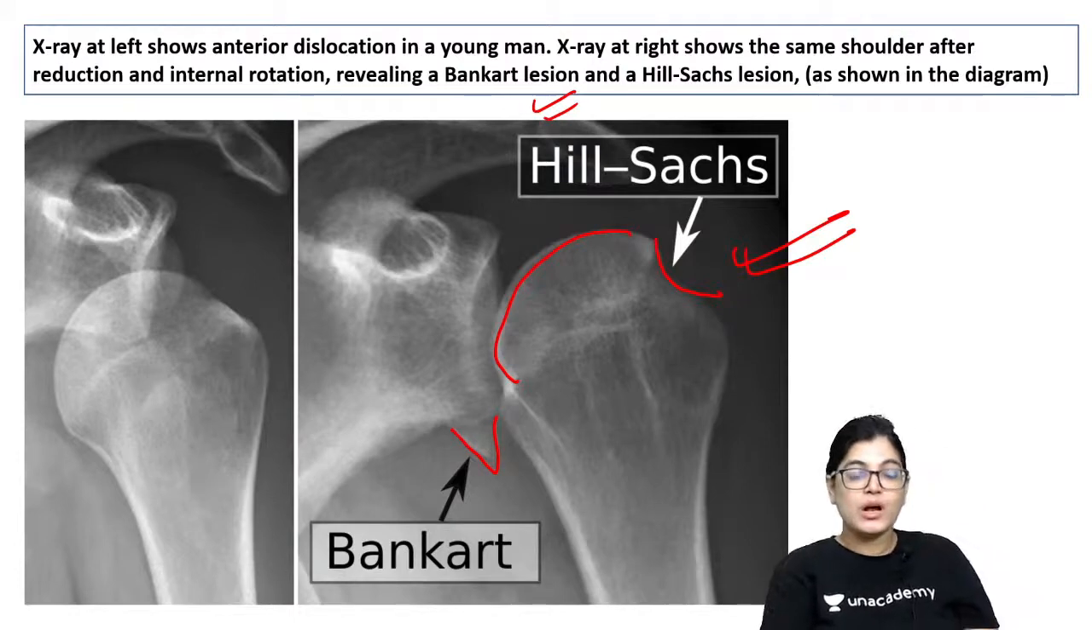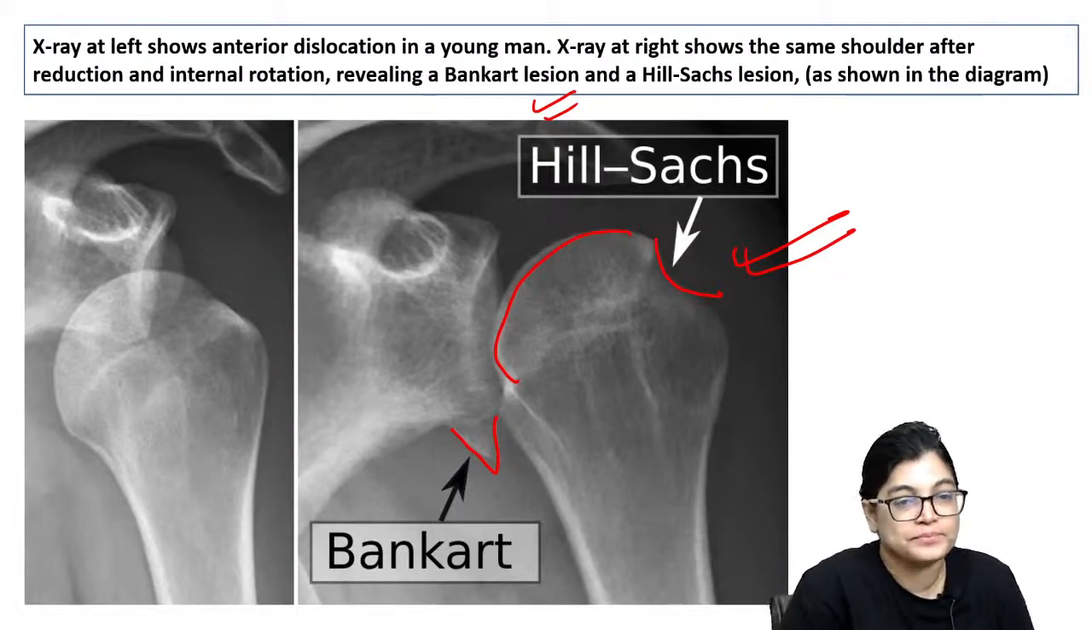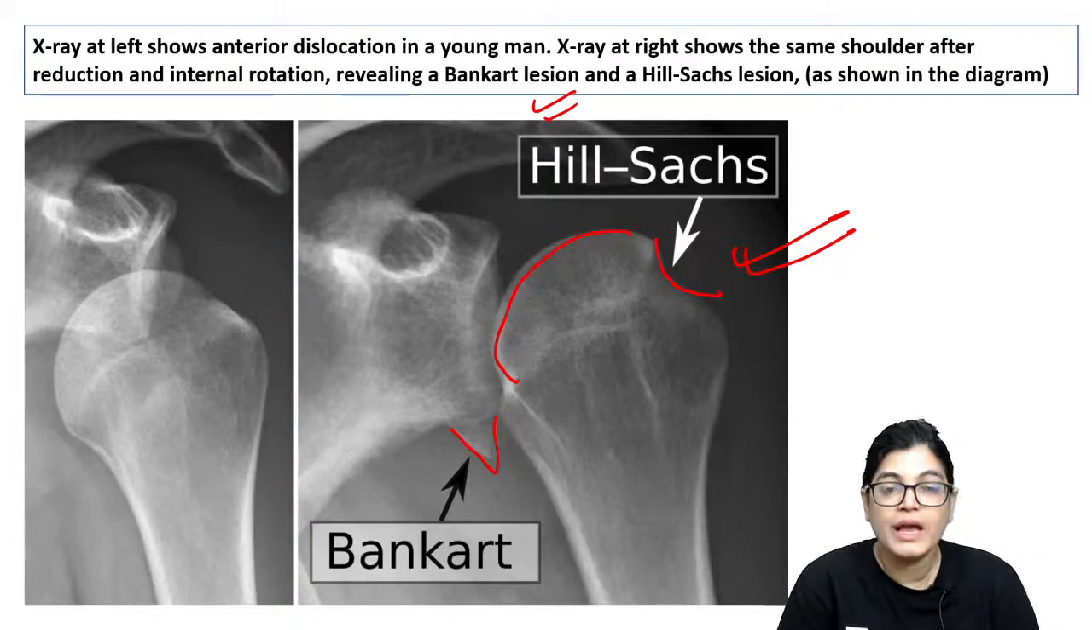Looking at the diagram and the X-ray, superiorly you can visualize the Hill-Sachs lesion, and inferiorly is the Bankart. In Bankart there is glenoid disruption and an avulsion fragment of the bone. In Hill-Sachs there is impaction of the head of humerus, as you can see. So these are two varieties of anteriorly dislocated shoulder joint.